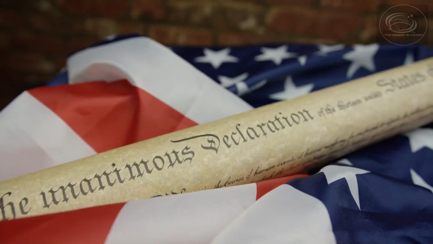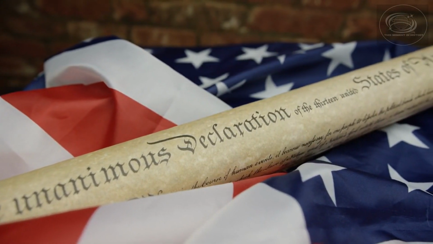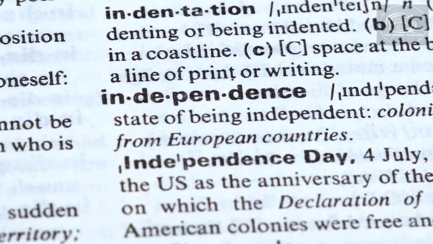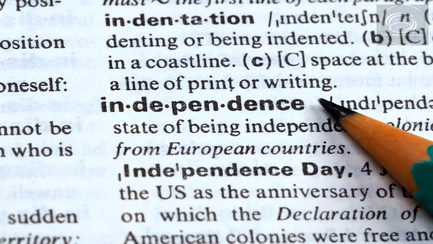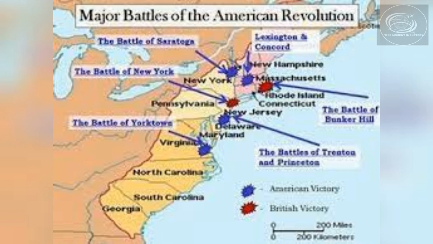On July 4, 1776, the Continental Congress adopted the Declaration of Independence, a document penned by Thomas Jefferson. This historic proclamation asserted the colony's right to independence, proclaiming that all men are created equal and endowed with unalienable rights.